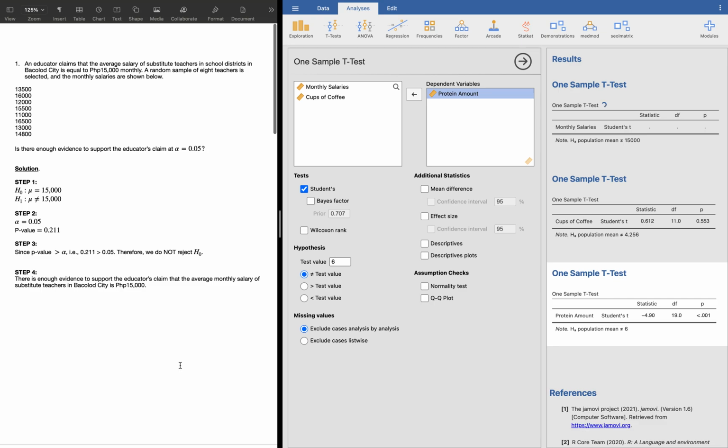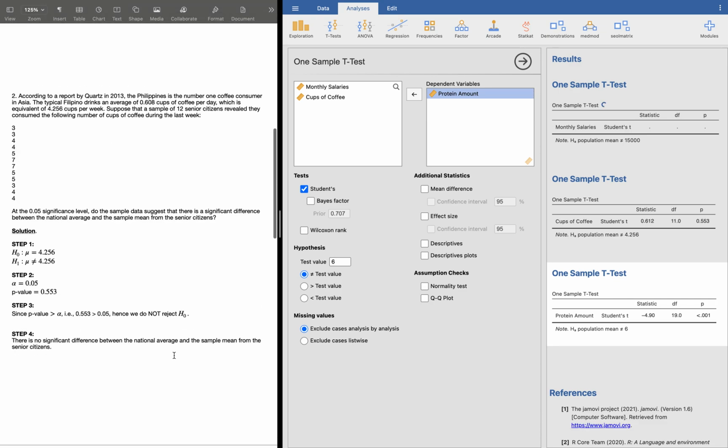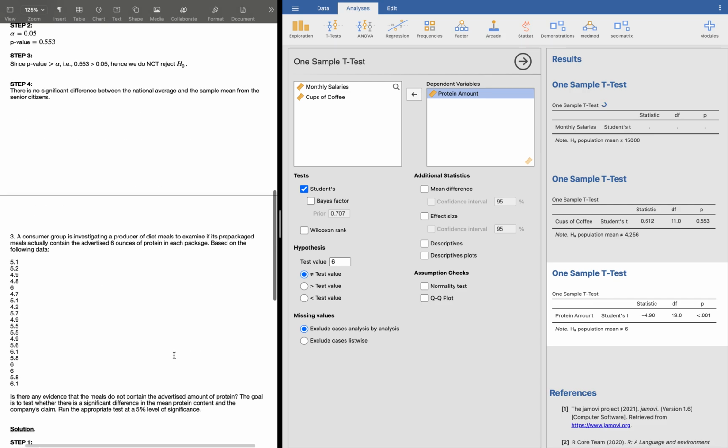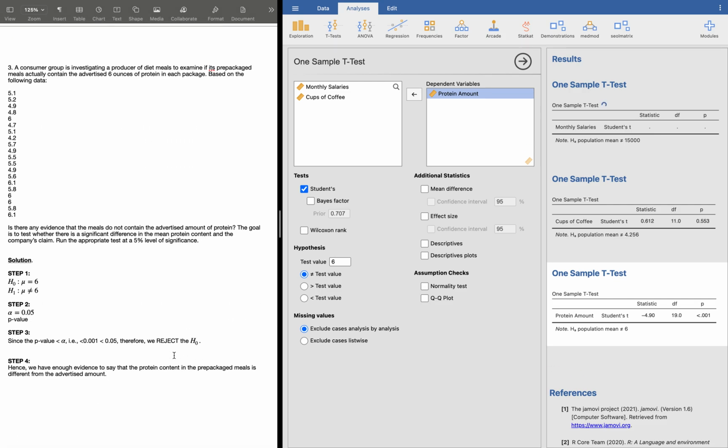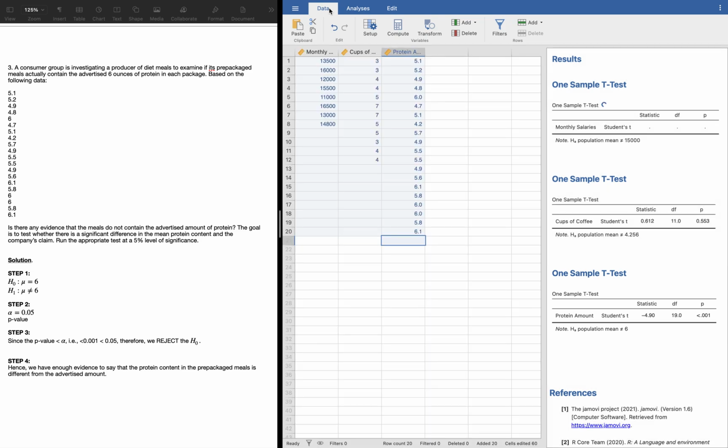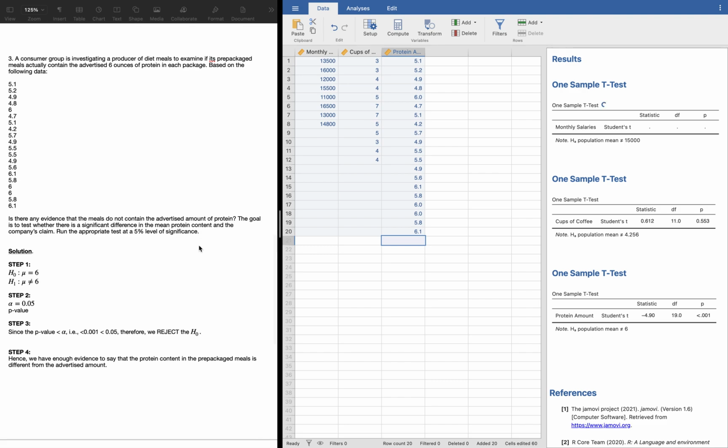So for number one, you may want to skim number two and number three. In numbers 1 and 2, we did not reject the null hypothesis. And in number 3, we rejected the null hypothesis. And this is how we use Jamovi in our one sample t-test. So that's it for this video. Hopefully you have learned something from this, using Jamovi as a statistical tool and finding the p-values for the one sample t-test.